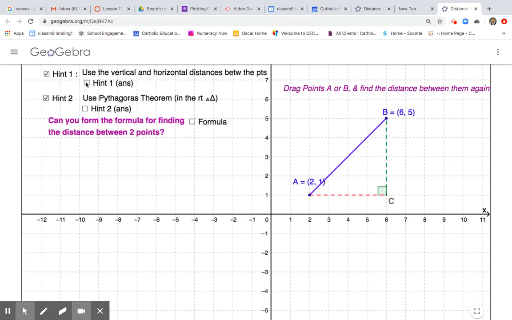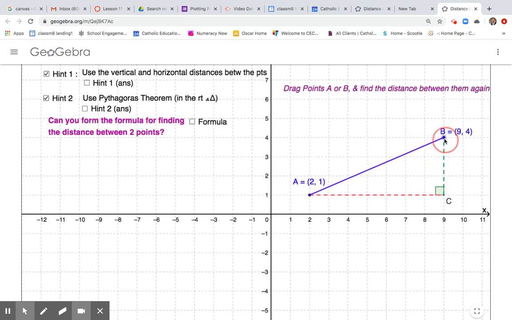But if we use the little hint up here, we've drawn our little triangle, which is always good because it's a right-angled triangle. Now, the vertical distance or the y distance is going to be 5 minus 1, which is 4. And the horizontal distance is 6 minus 2. So this length here is 4, and this length here is 4 in our little triangle. So then we can just use Pythagoras. The square root of 4 squared plus 4 squared, 5.6. That's all finding the distance between two points is.